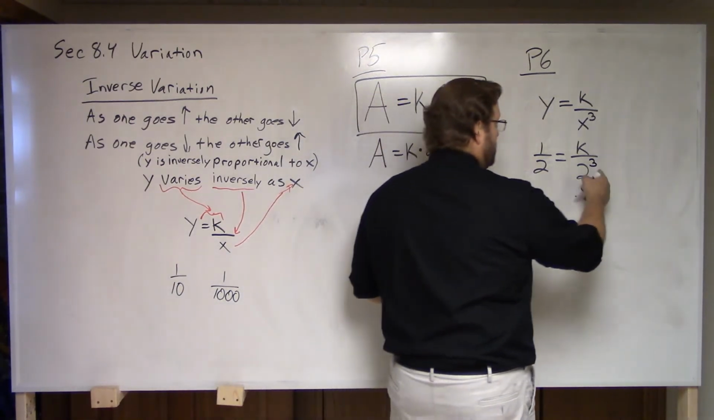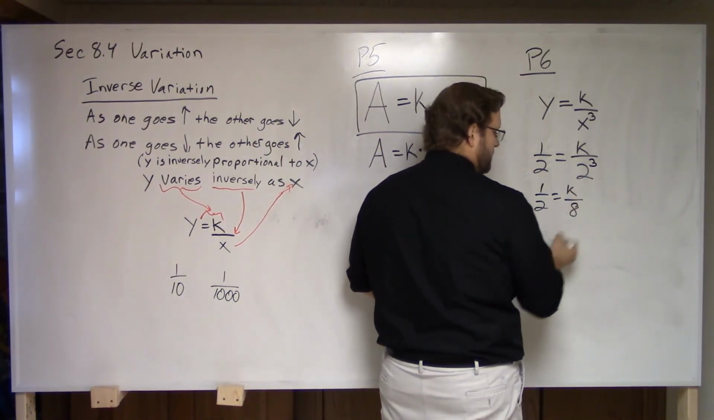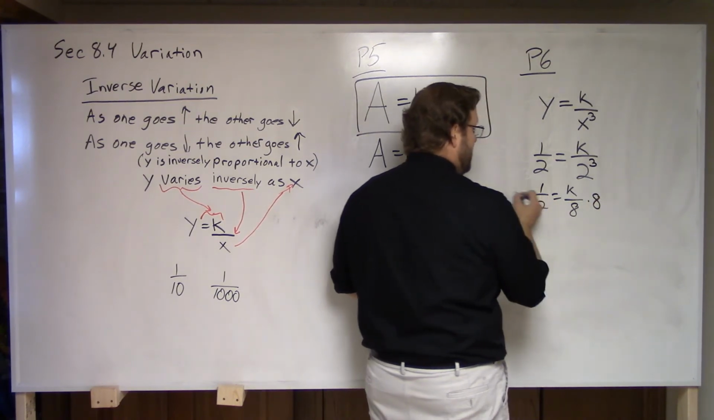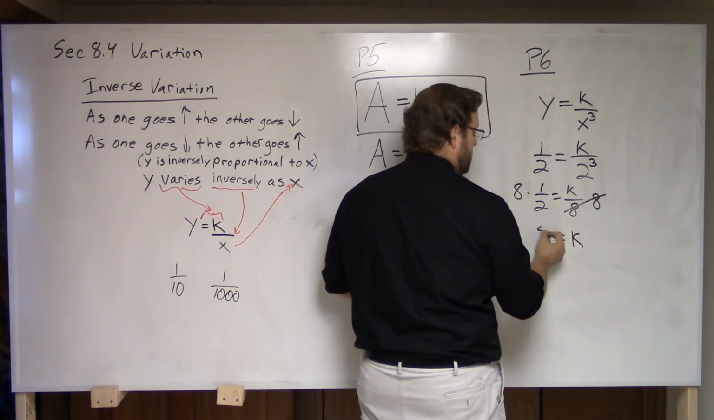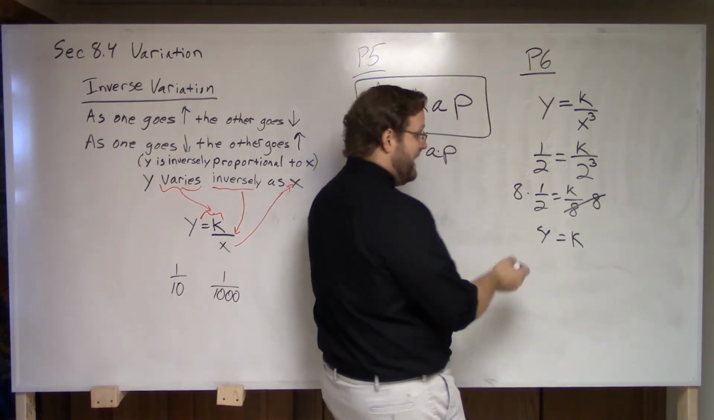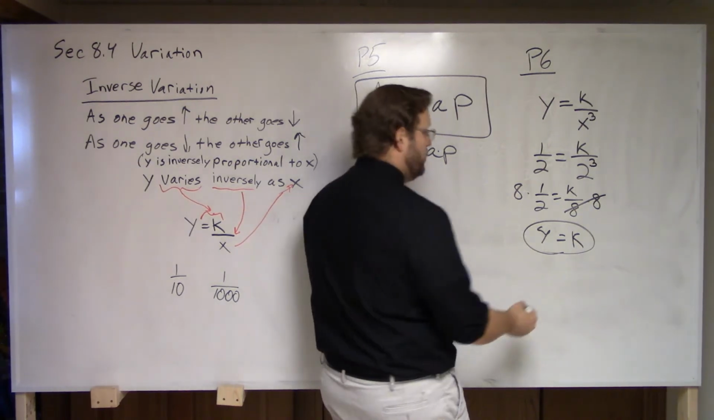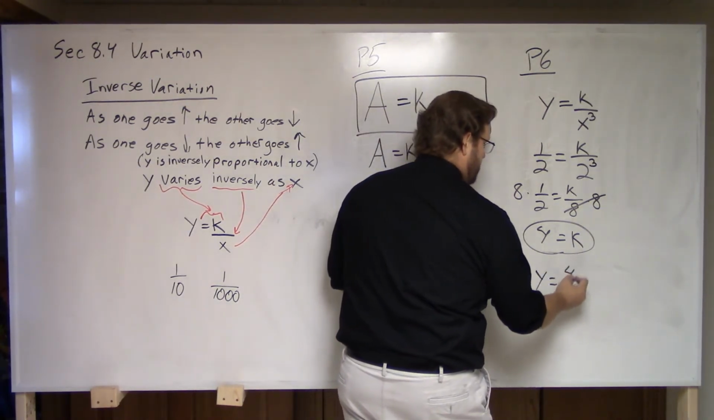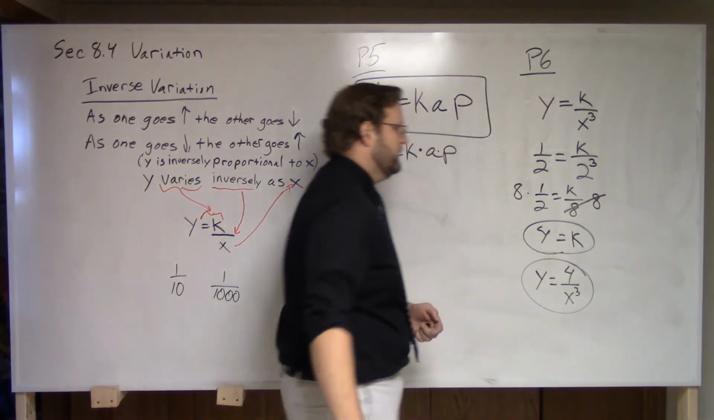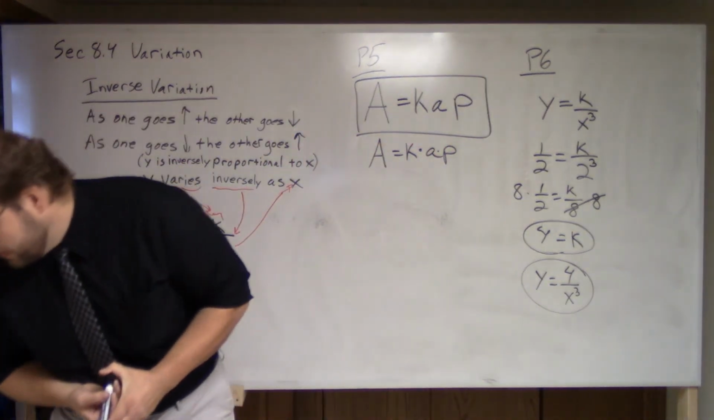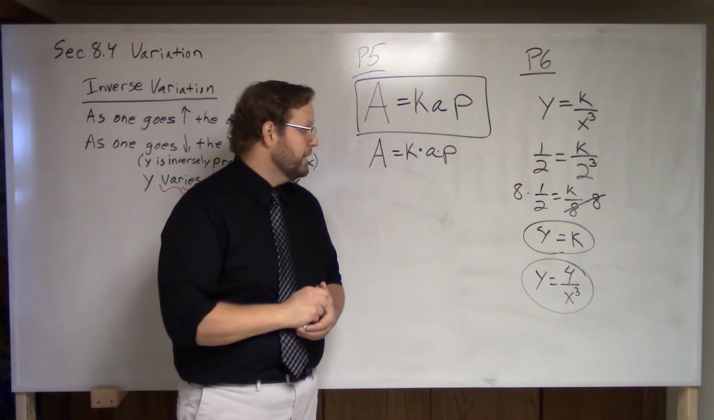So 2 cubed is 8. So I have 1/2 equals k over 8. And then I can multiply by 8 to get k equals 4. That's my constant of variation, and my workable, usable variation equation is that. And there we go. Okay?